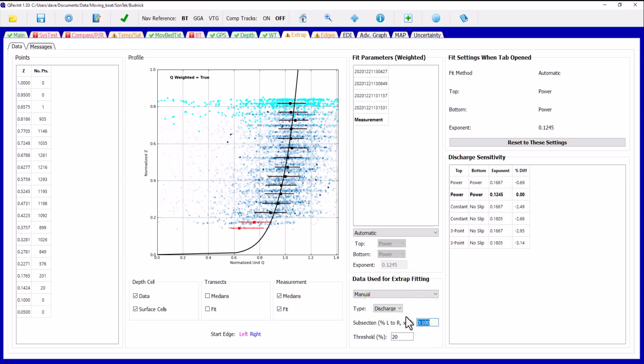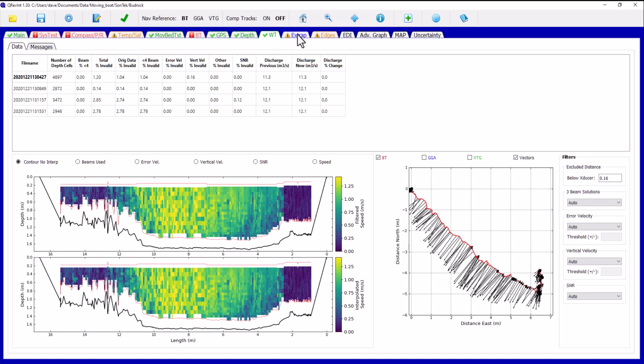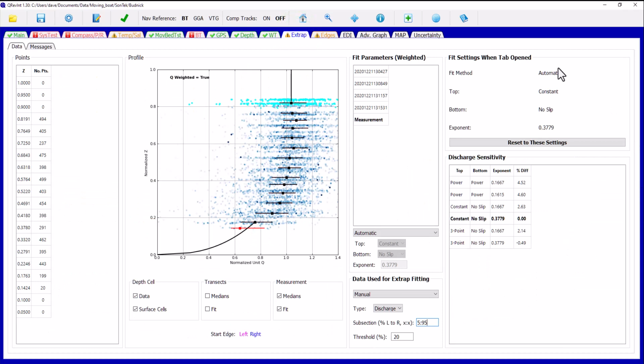Let's go back to what we had selected. Let's leave the tab. Let's come back. And now you see that when we left the tab and we left these settings, now that becomes what is applied to our discharge. And this is the fit settings when the tab was opened. So you can play with the various settings and always go back to what they originally were when you opened the tab.